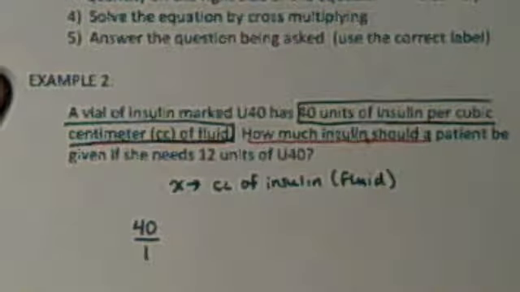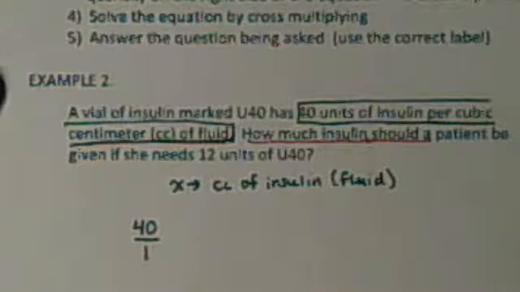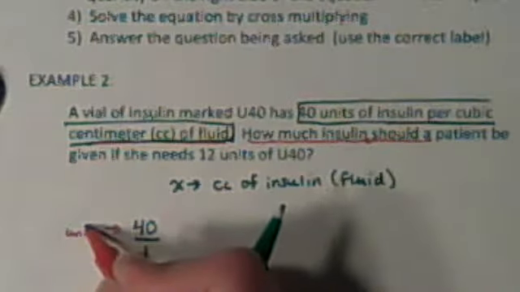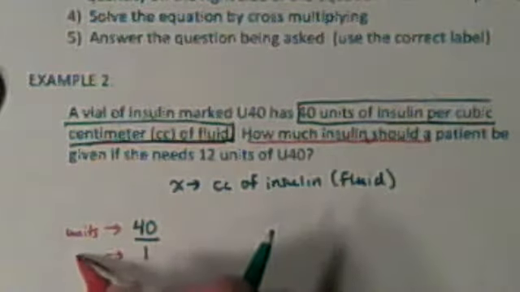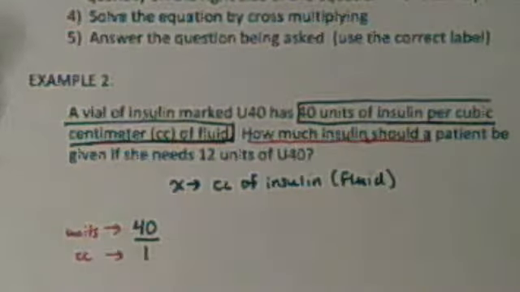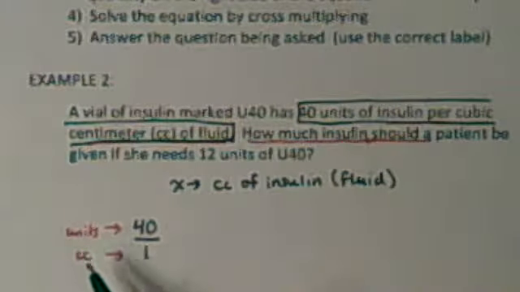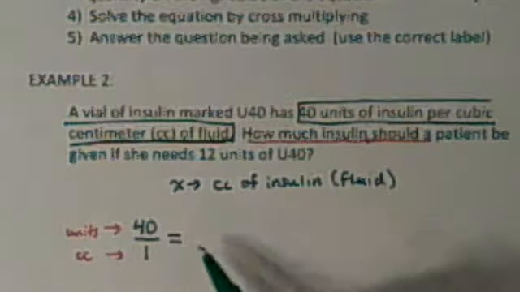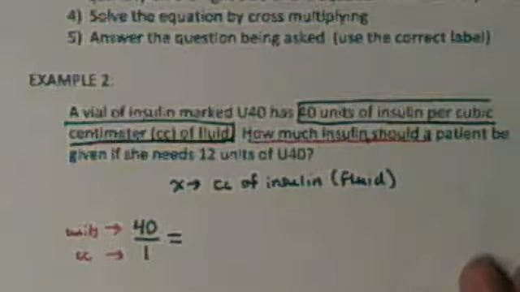In many proportions you will sometimes end up needing to use a 1, that it gets simplified, or you start out with something related to 1 of something else. In the top I'm looking at the units, and on the bottom, I'm looking at the cc. So again, 40 is the units of insulin, and the bottom is the actual amount of fluid. I like to put those units off to the side to highlight that. And it is going to be a proportion, so it has an equal sign in it. Again, a proportion is an equation.